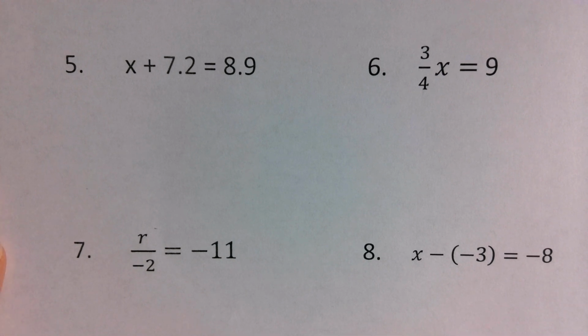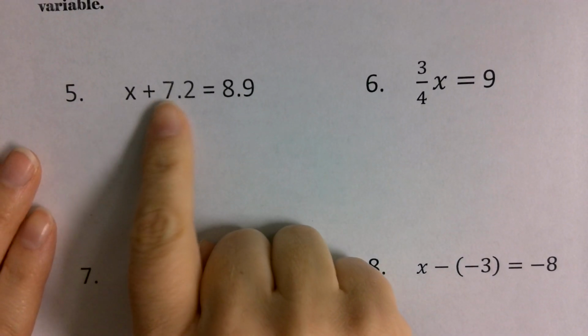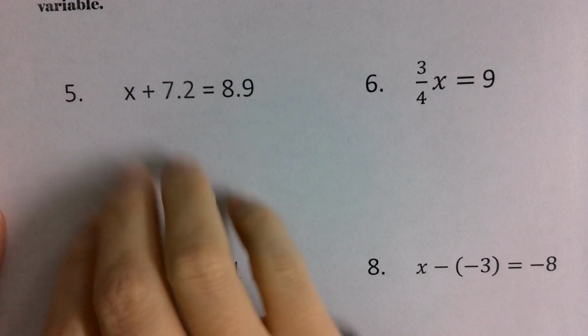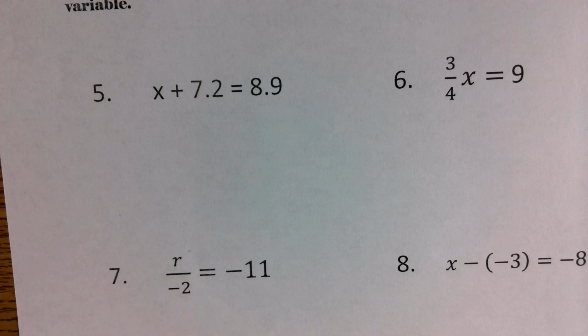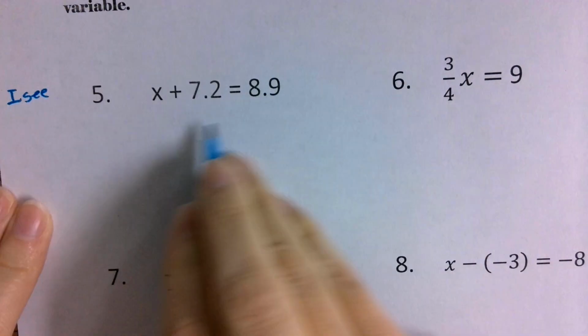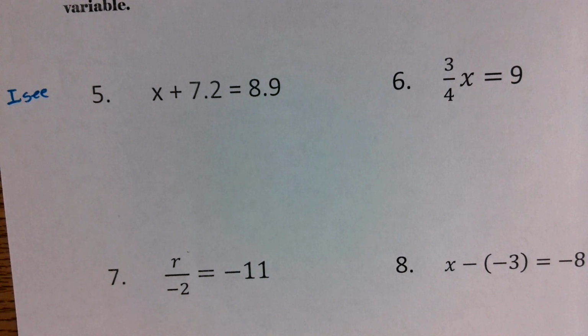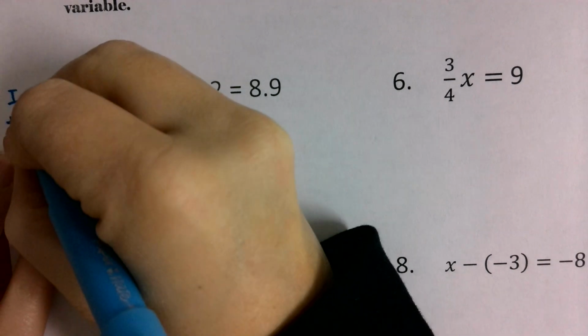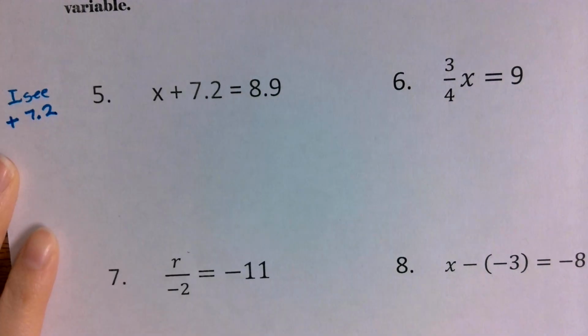Okay, let's go over these. We're going to identify again what the operation is, what the inverse is, and then let's work that out. So what do we see? For the very first problem, I see what operation? Addition. I see addition. What am I adding? 7.2. So I see that I'm adding 7.2.